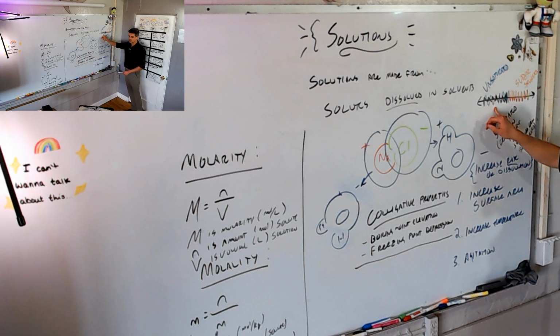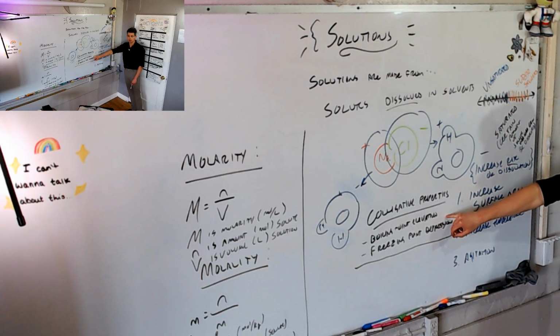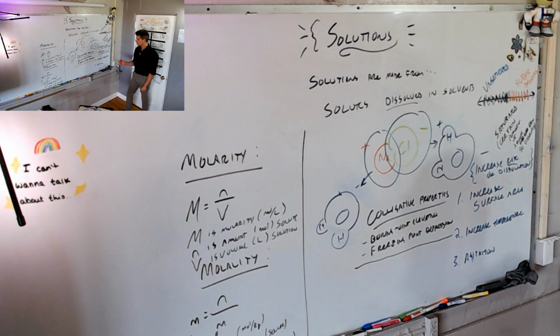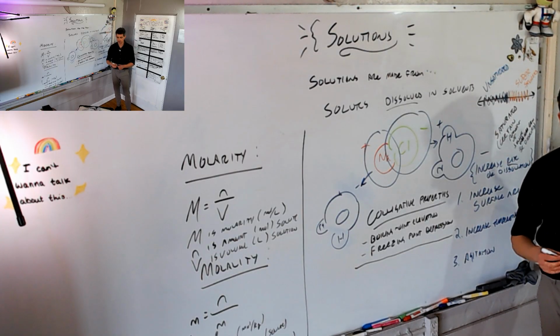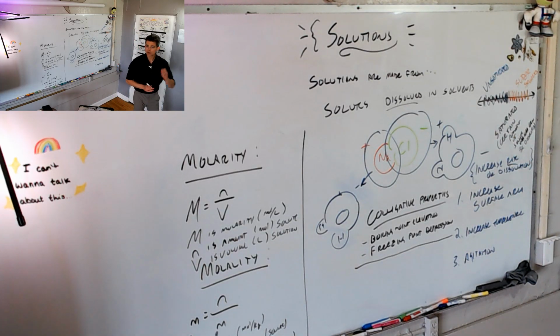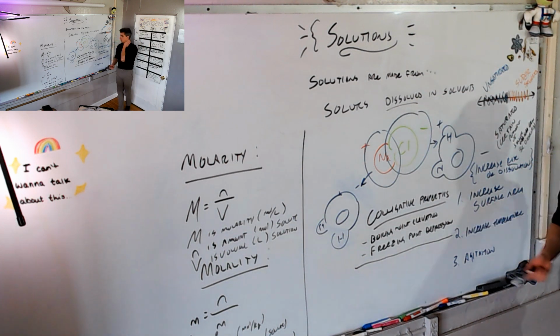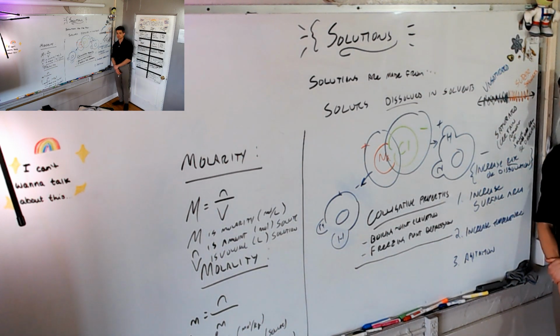The more saturated it is, the higher the boiling point gets, boiling point elevation, and the lower the freezing point gets, freezing point depression. The more saturated, the higher the boiling point. And the more saturated, the lower the freezing point. Can you think of a time when this might be useful? When might it be useful to elevate the boiling point? When you're cooking eggs. Yeah, exactly right.